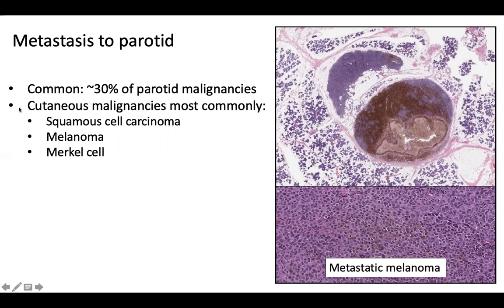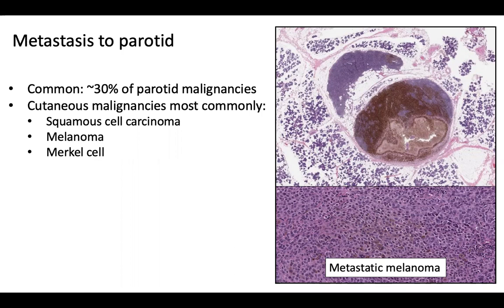And the most common things to metastasize are cutaneous malignancies. So the parotid lymph nodes drain a lot of the cutaneous tissues of, like your scalp and your face. So we'll get a lot of squamous cell carcinoma. That makes up about half of the cases. Melanoma is about another quarter. Then you'll get actually a surprising amount of Merkel cell carcinomas in the parotid gland as well. And then, just every other organ can metastasize here.